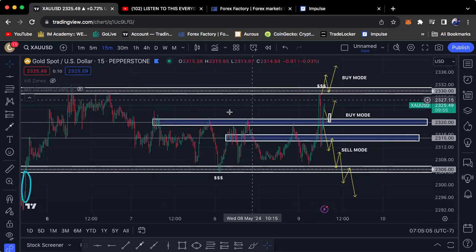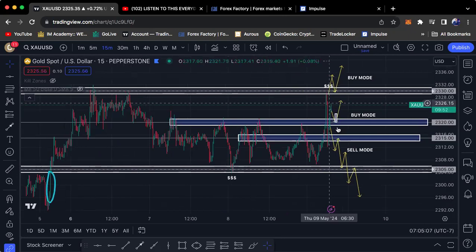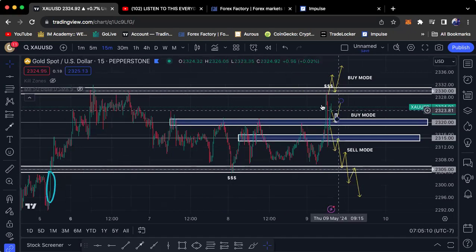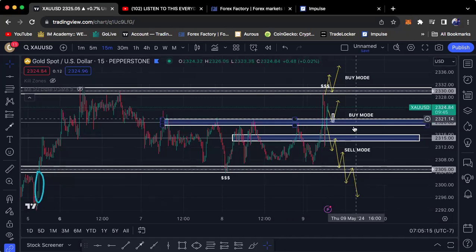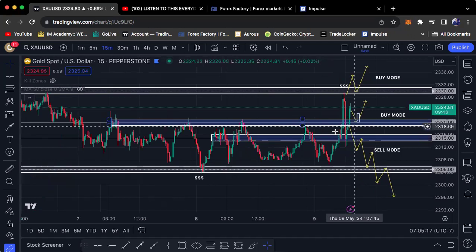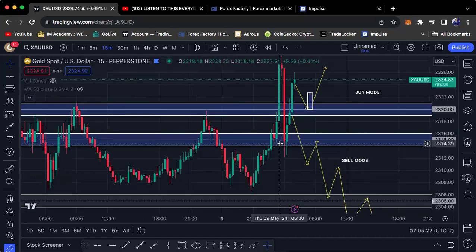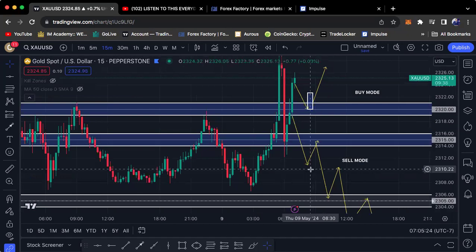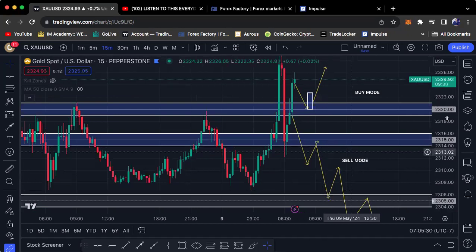Resistance becomes a support. When resistance becomes a support, you look for buys. When support becomes a resistance, you look for sells. You see, it created a support here. It breaks below, creates a resistance here, and then ride it all the way down. Take the sell down.